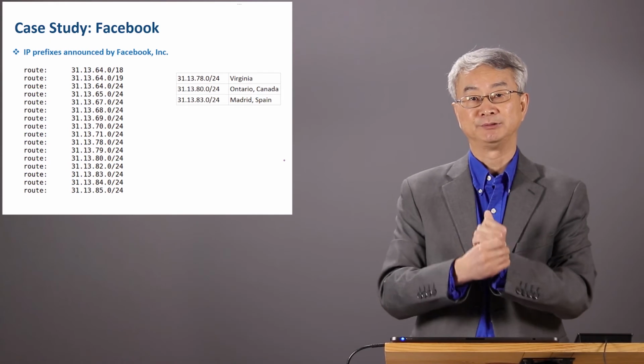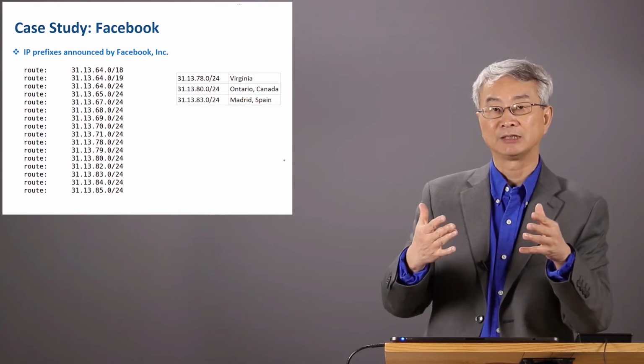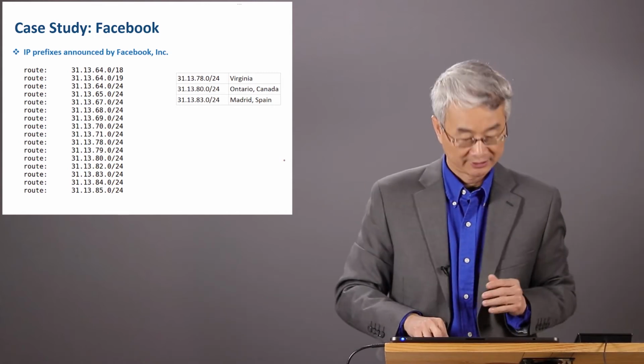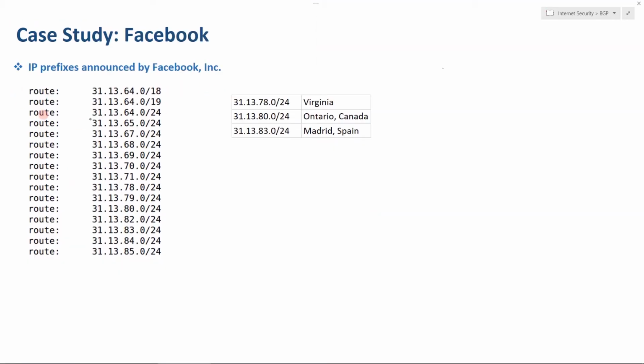And here's an example with Facebook. Facebook has actually divided its network into many different subnets. If you look here, this is a route I got, and this is only a subset of the routes. Facebook has many different IP prefixes announced, and you can see they're quite overlapping. For example, this /18 is larger than the /19. It covers everything here. The /24s are all covered by this route. But they are in different locations.